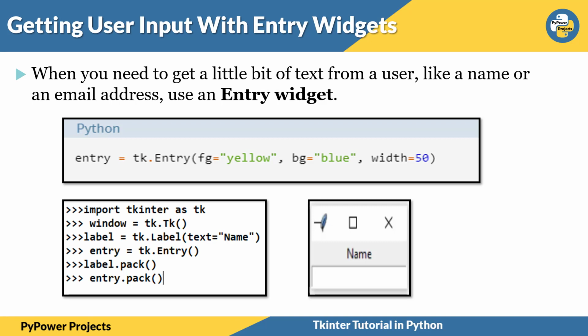When we need to get some text from the user, like their name, an email address, or if you're creating a Google form, a roll number, division, many things. To take entry, entry equals tk.Entry, with foreground color, background color, width, and everything set. So what you're doing is just creating an entry. See, entry equals tk.Entry, label.pack, and entry.pack.